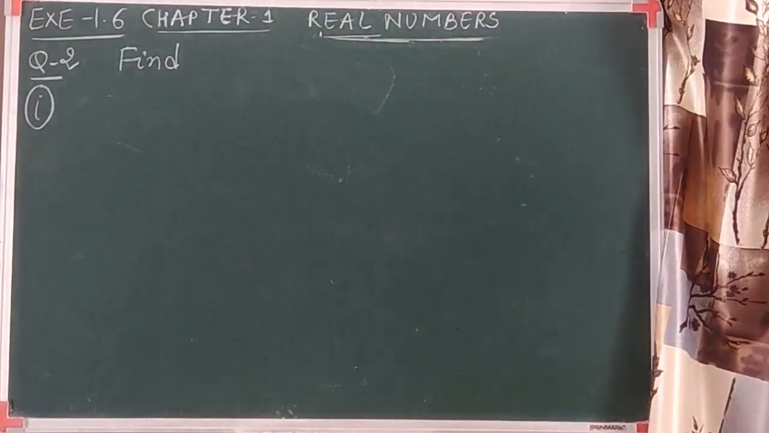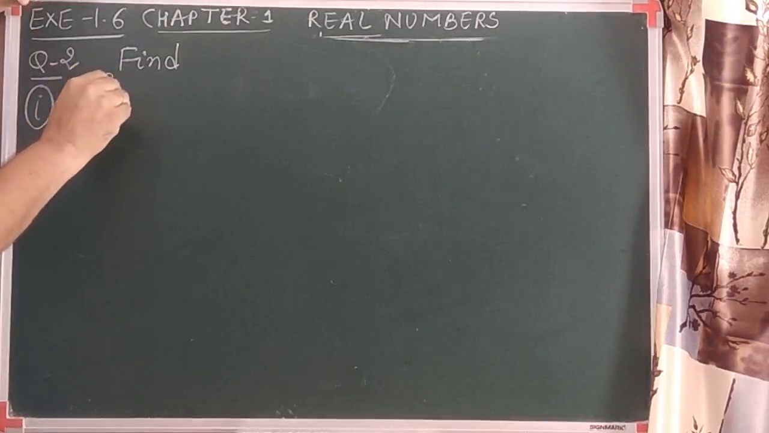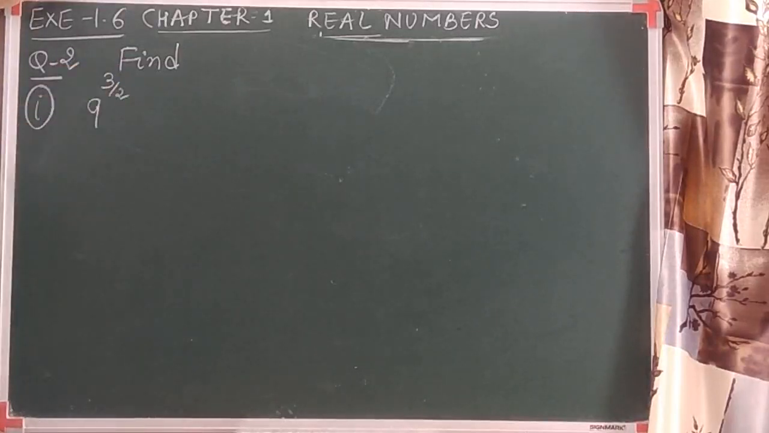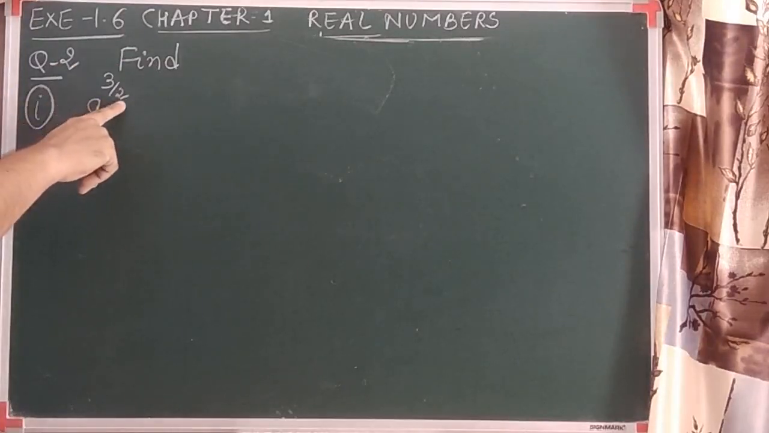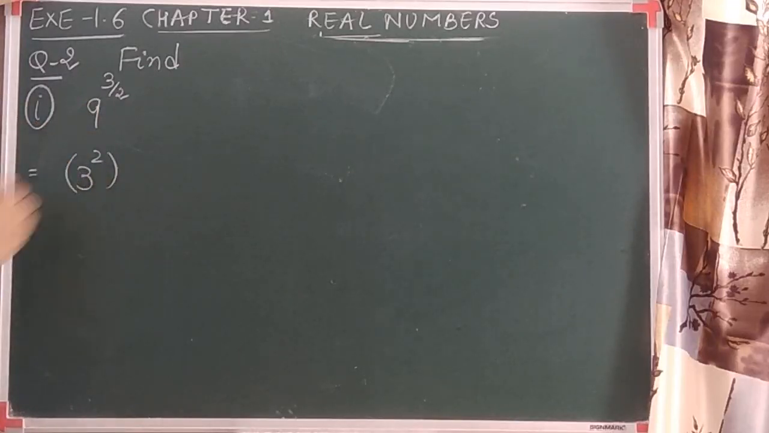Look at this question. It is 9 raised to 3 by 2. Again, the condition would be the same: what is the denominator of the power? 2. So this 9 should be converted in such a form that will obtain the power 2. So 3 square is 9.